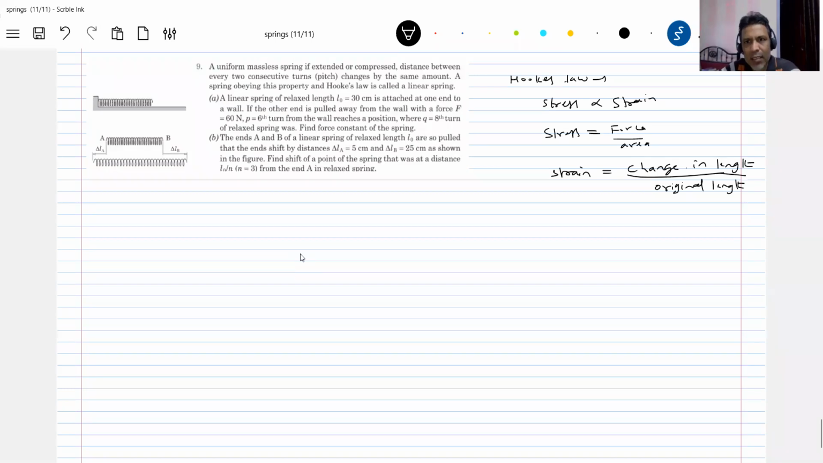So he's telling some very good information here. A spring obeying this property and Hooke's law is called a linear spring. For a uniform massless spring, if extended, the distance between every two consecutive turns changes by the same amount. If you look at the spring, it has turns, and the distance between two consecutive turns is called the pitch.